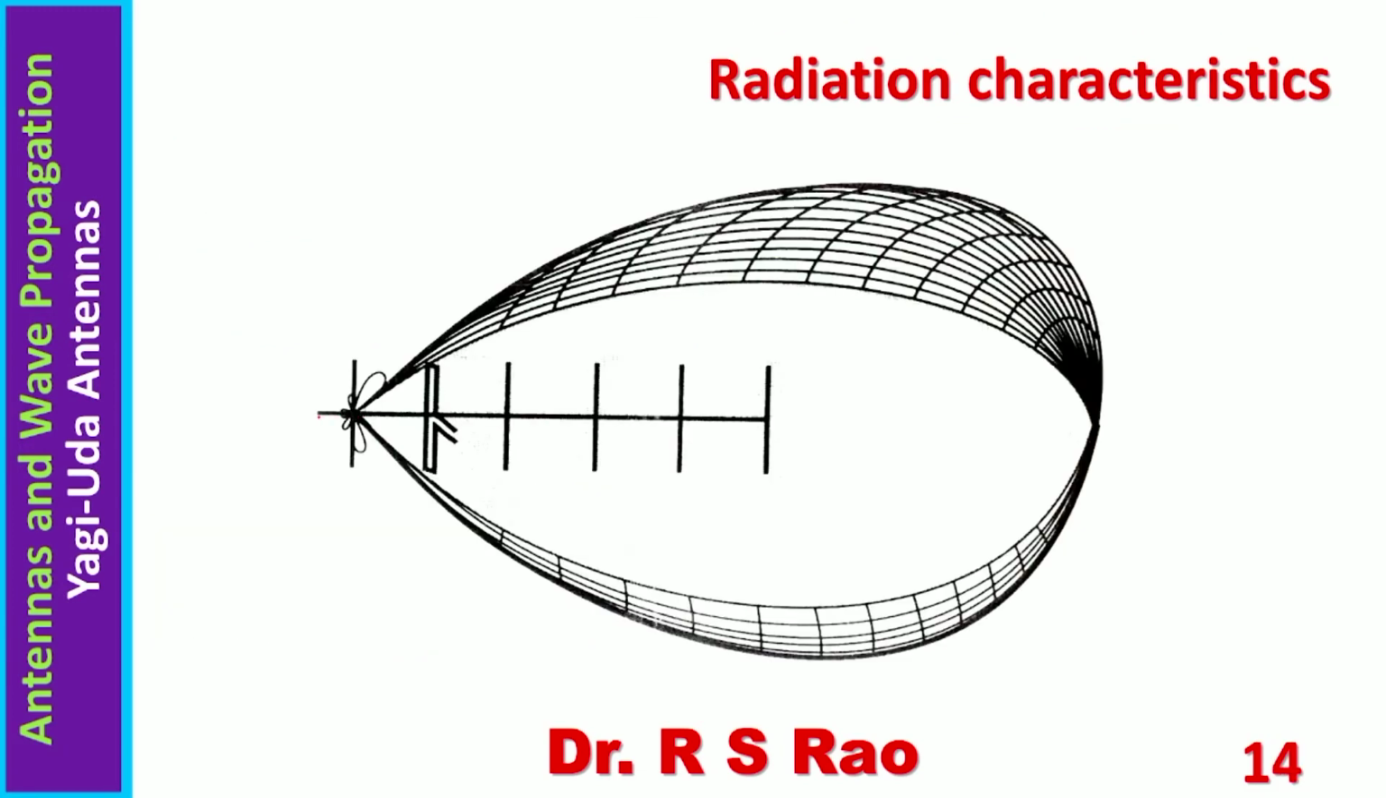Here is the antenna. This is a reflector. These are all directors. Driven element. Now this is the main lobe. These are side lobes. So the pattern is shown in relation to the antenna in this slide.